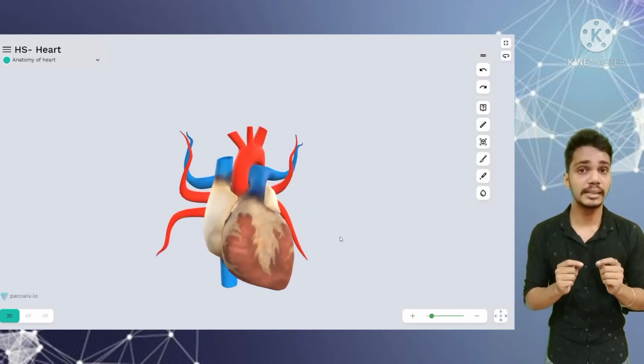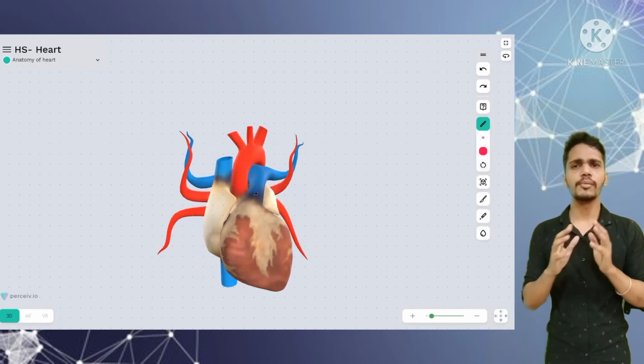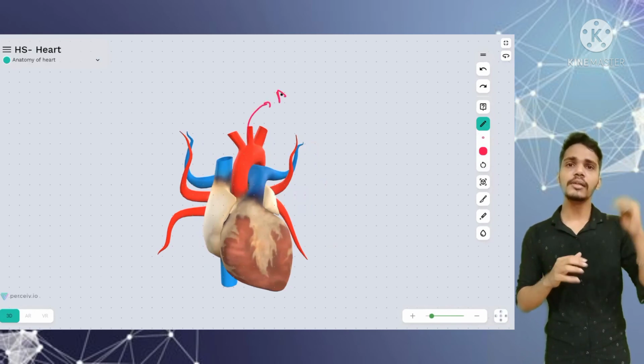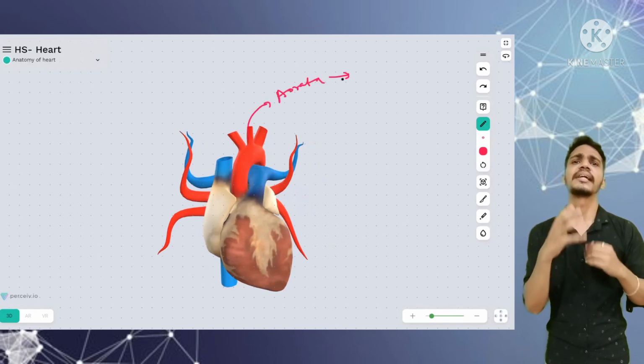I hope you understand this part, right? There is a variety of parts you have to understand. The aorta is further divided into three parts. We will study that later on.